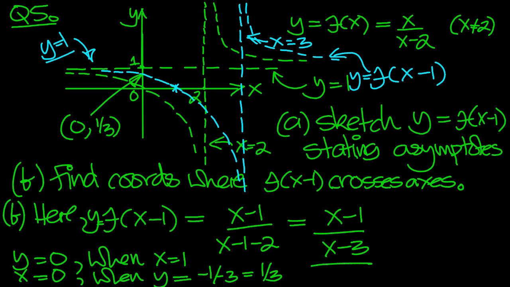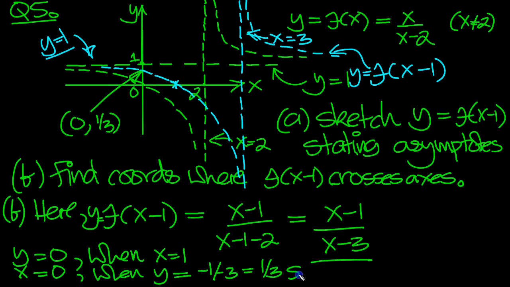So let's just summarize the coordinates then. Coordinates on the axes are 1 and 0. When x is 1, y is 0. And when x is 0, y equals 1/3.